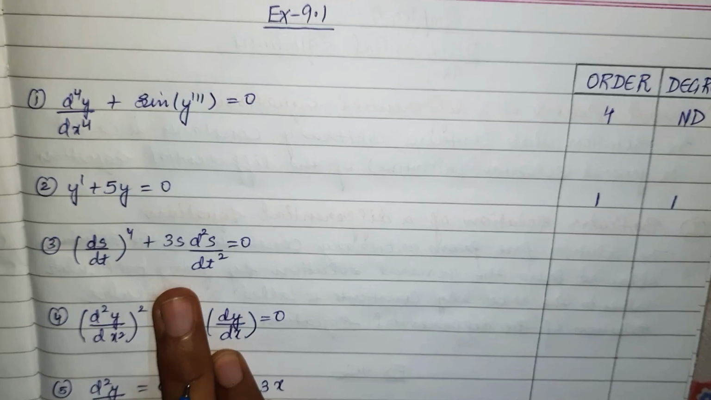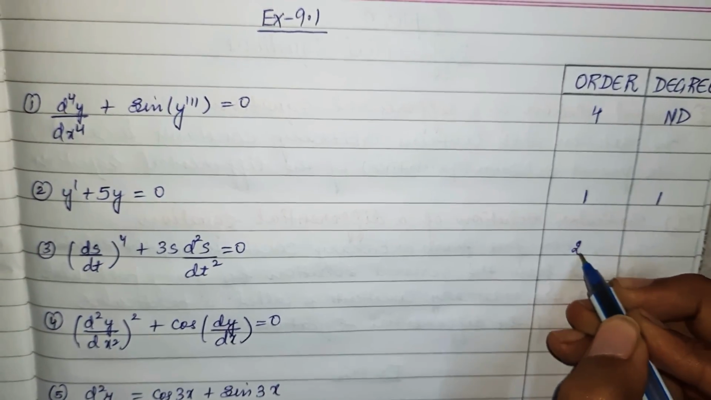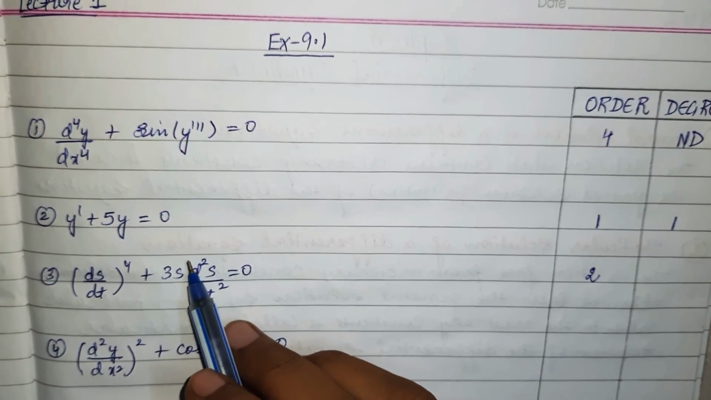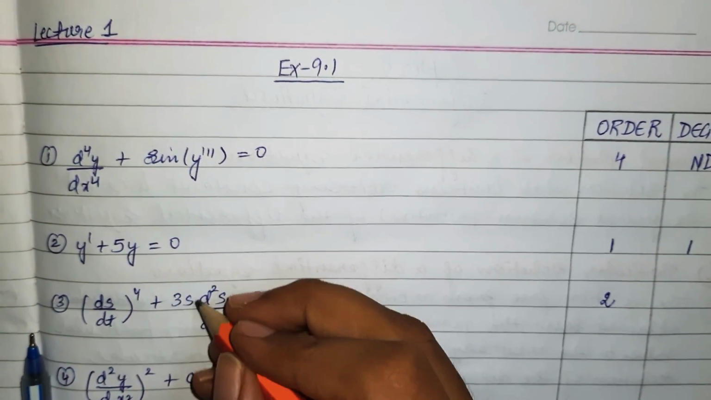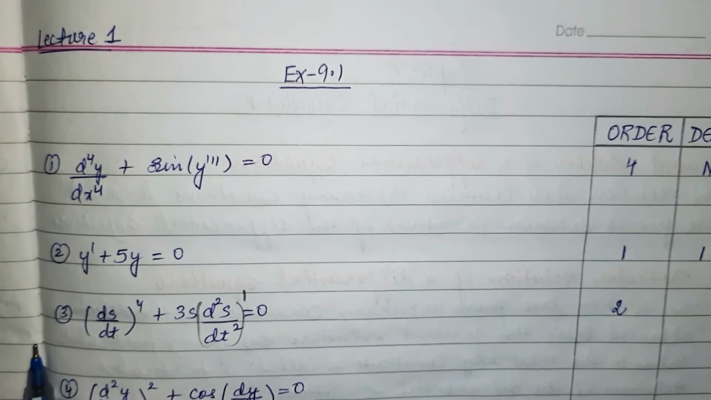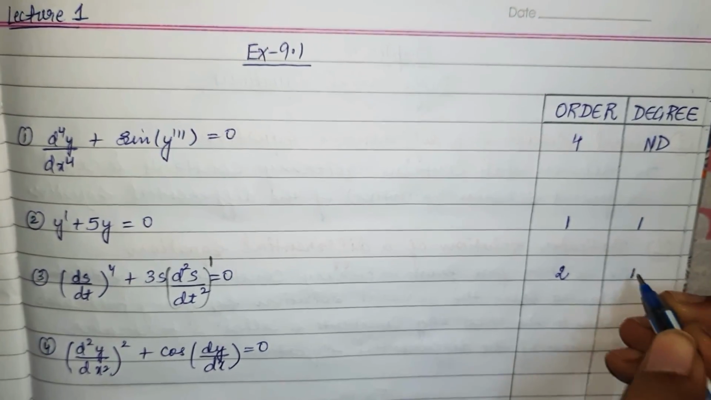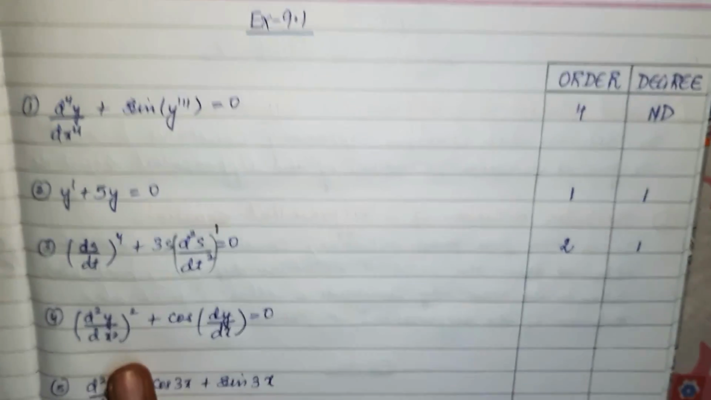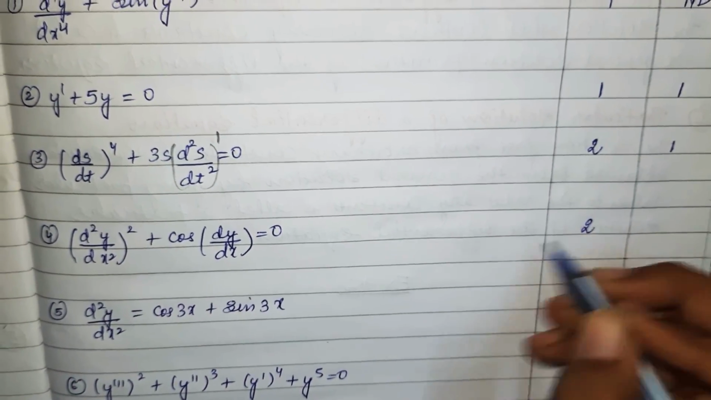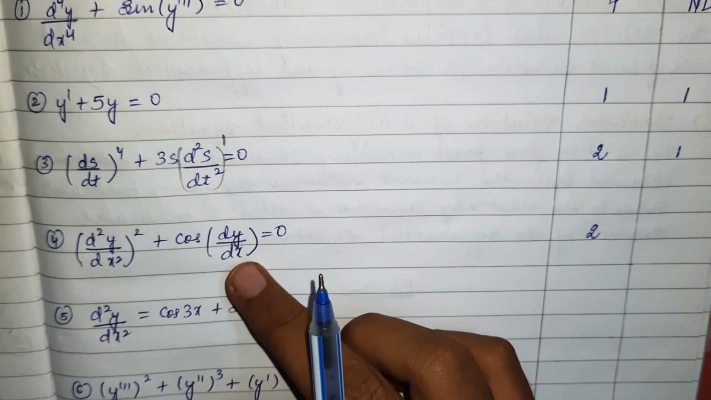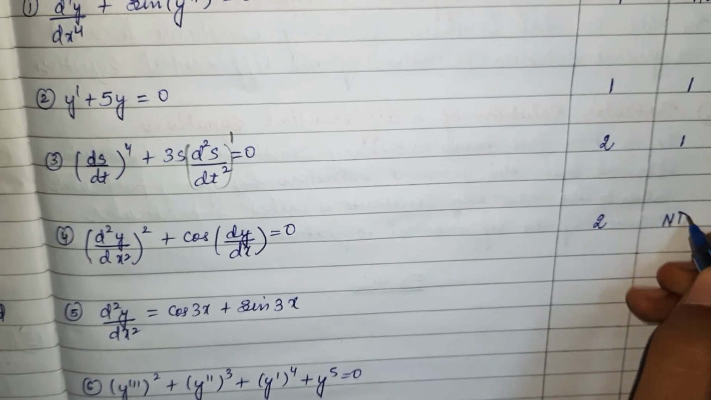Highest order is 2. If I talk about degree here, degree will become 1. So degree will become 1. Come to the next question. In this question, highest order is 2. Okay, is that a polynomial equation? No. So degree is not defined.